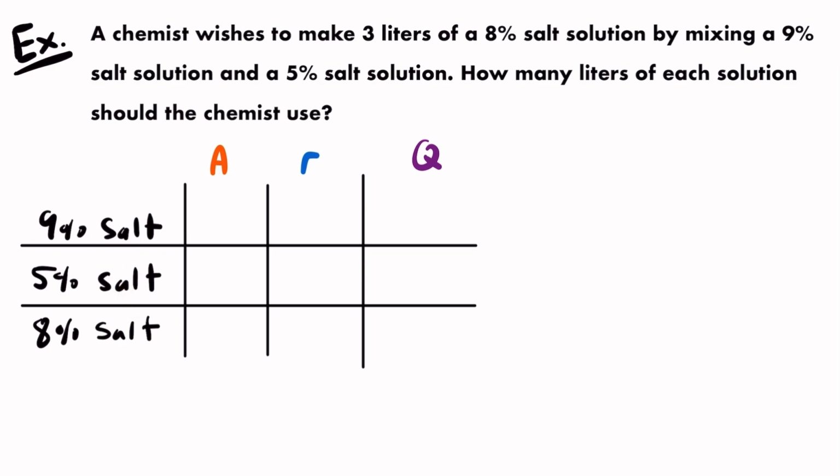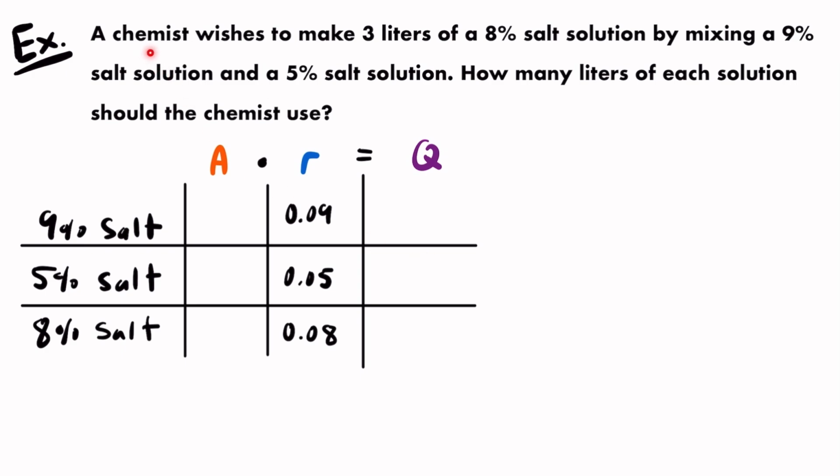And once again, remember that A times R is equal to Q. All right, and so let's start by filling in the percent concentration column, because we know all of the percentages. We have 9% salt, 5% salt, and 8% salt. So the decimal values for each of those percentages are 0.09, that's 9%, 0.05, that's 5%, and 0.08, that's 8%. Okay, and so then, what else do we know about this problem?